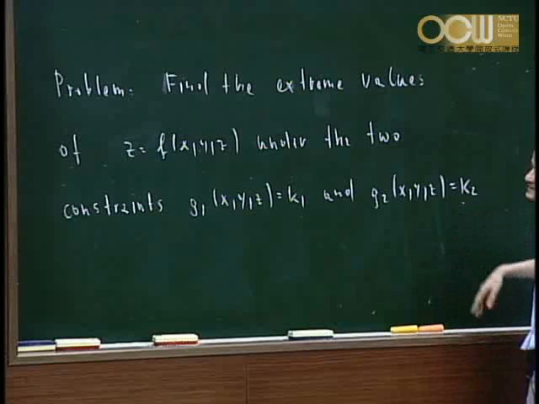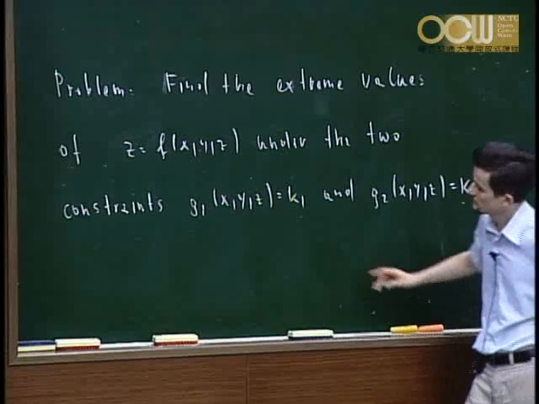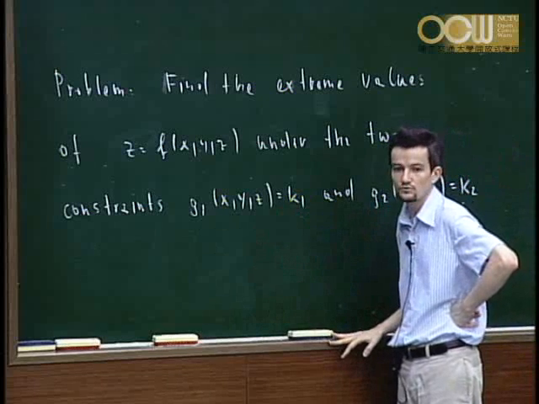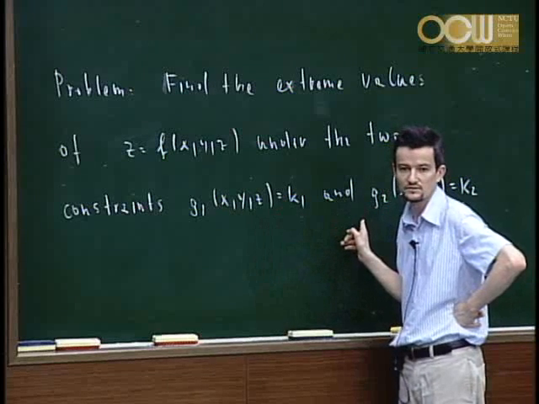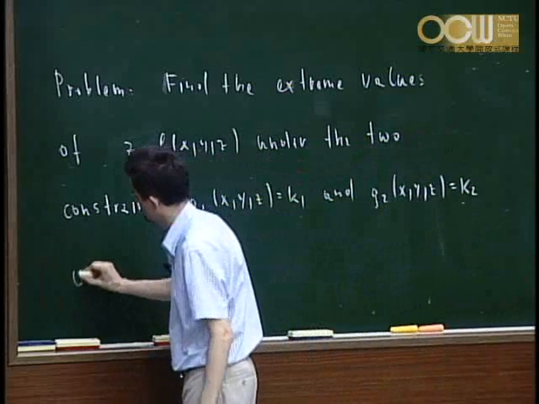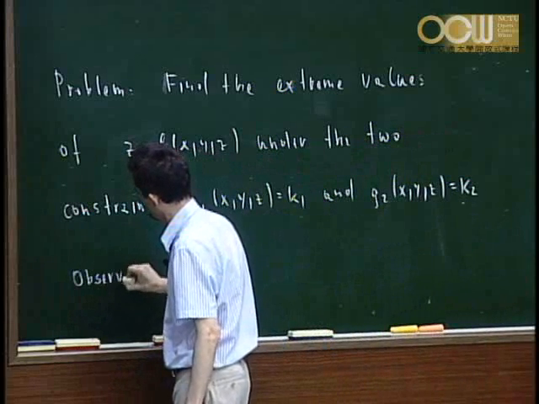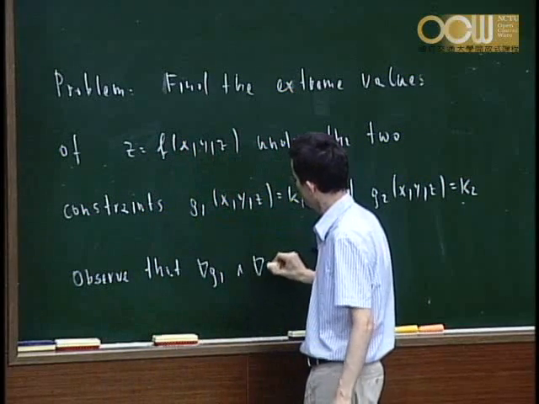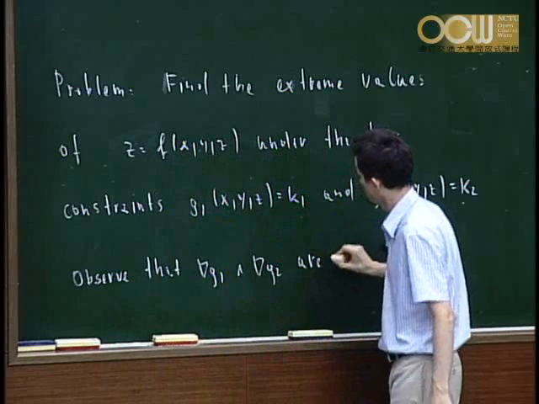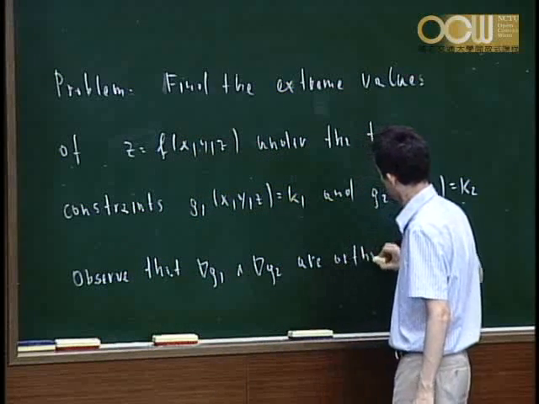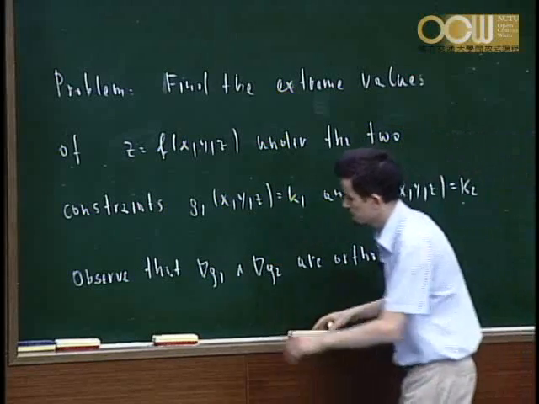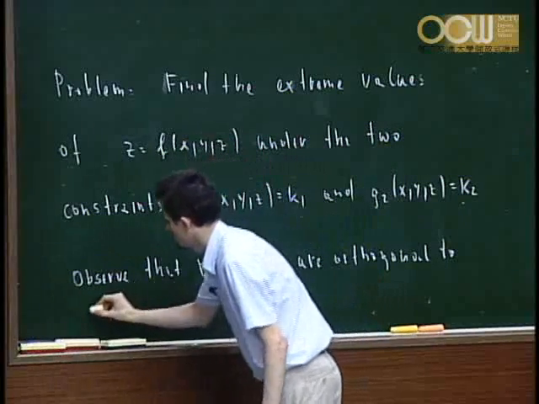So this means that the gradients are orthogonal to the curve of intersection. The gradient of G1 and the gradient of G2 are both orthogonal to the curve of intersection. So observe that the gradient of G1 and the gradient of G2 are orthogonal to the curve of intersection.